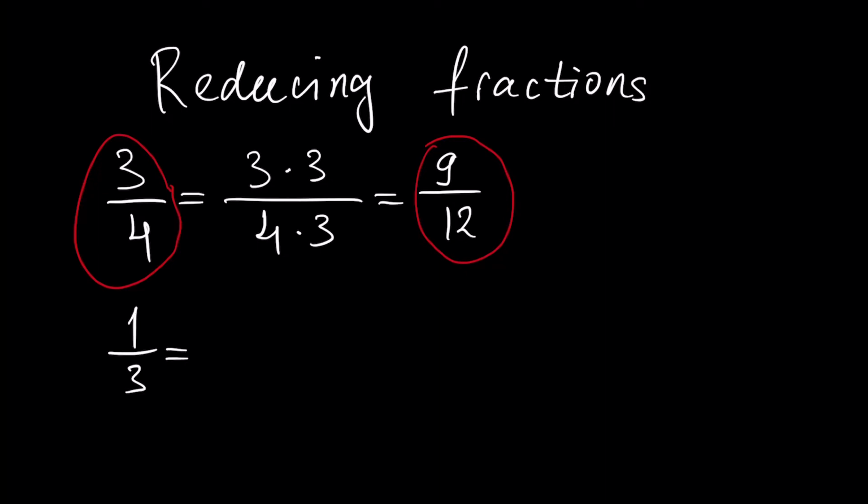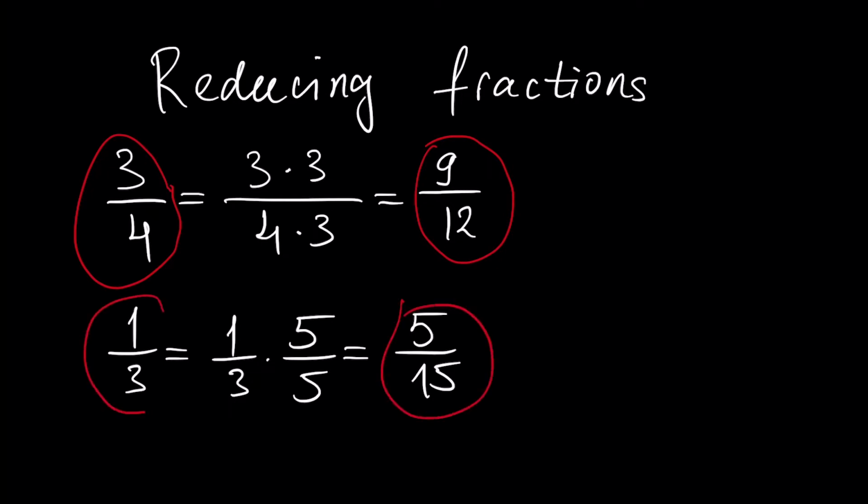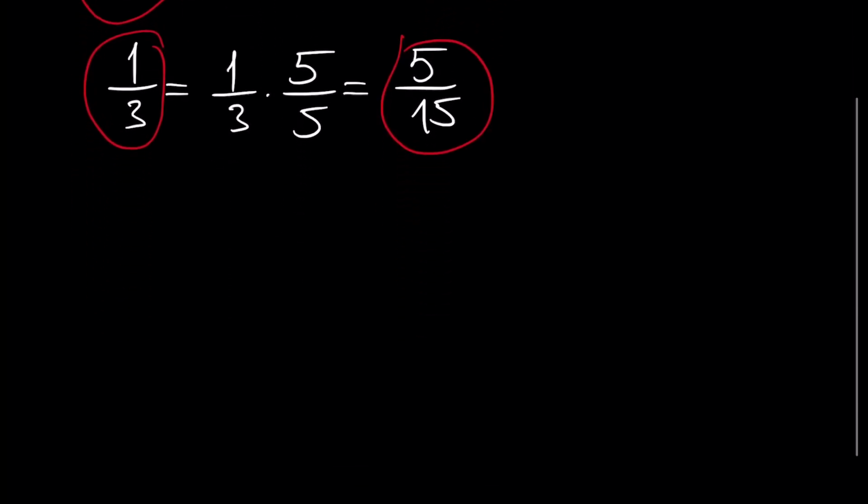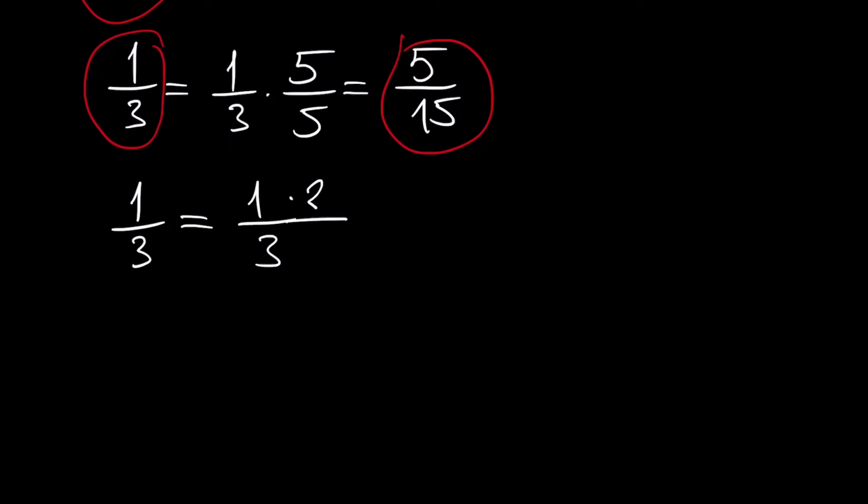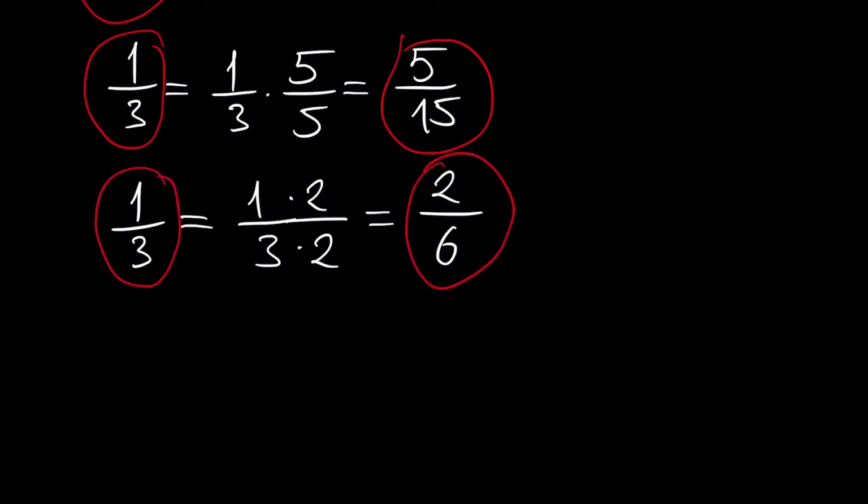Another example is, say, 1/3, and if we multiply both sides by the number 5, the result will be 5/15, and this is equal to this. Another example is 1/3, and if we multiply both sides by the number 2, the result will be this, 2/6. And again, these numbers are the same numbers.